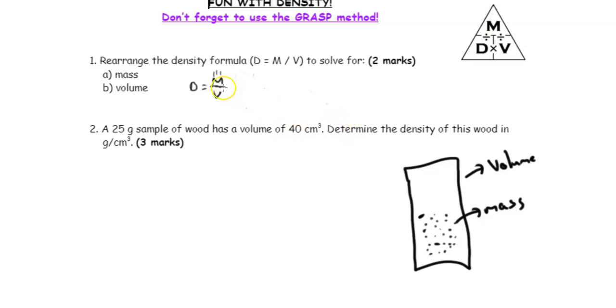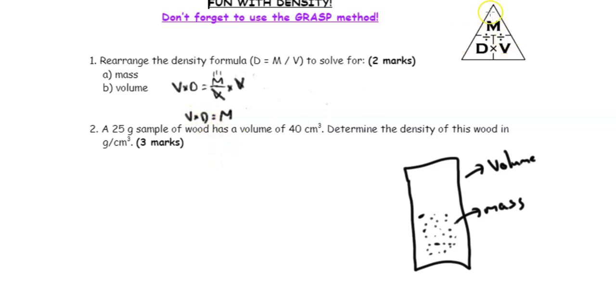In this case, volume is being divided by mass. So the opposite operation would be to multiply by volume. And whatever you do to one side of the equation, you do to the other side as well. So that cancels out volume, and you get mass equals volume times density.